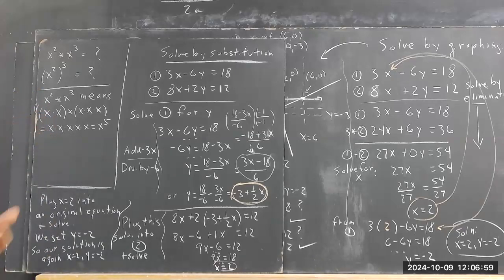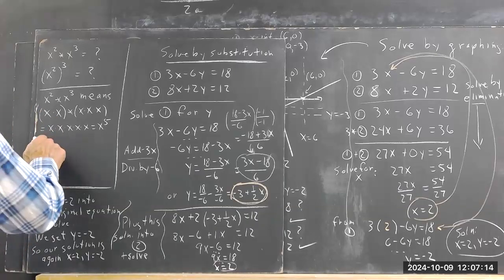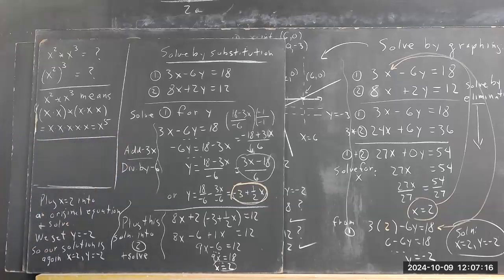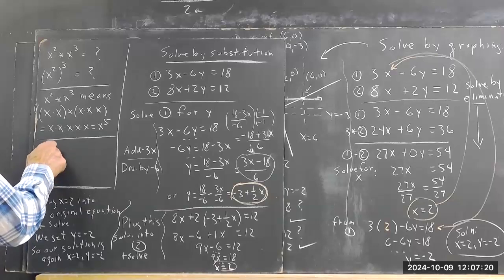You can always write it out if you're ever unsure of what to do when you have an expression where you have a quantity to one power multiplied by the same quantity to another power. It doesn't matter what the power is, doesn't matter what the variable is. Okay. Now, what does x squared cubed mean?